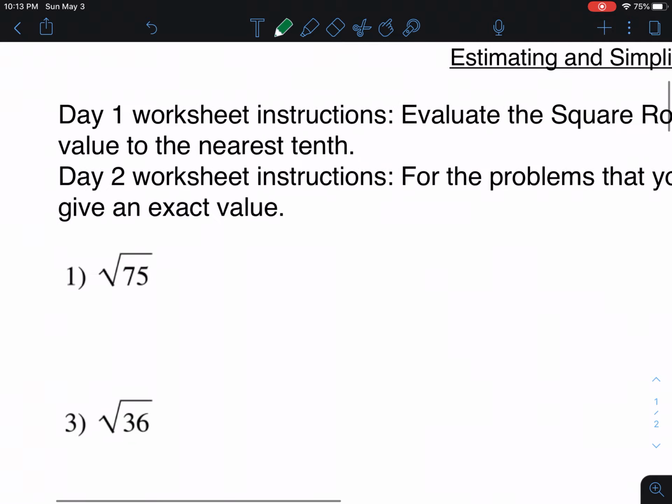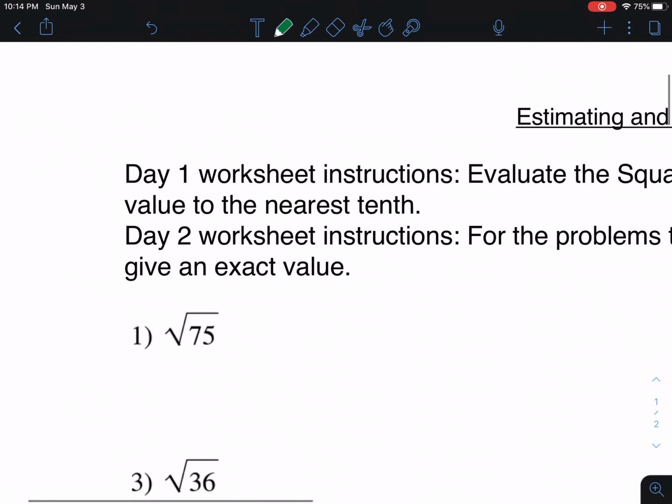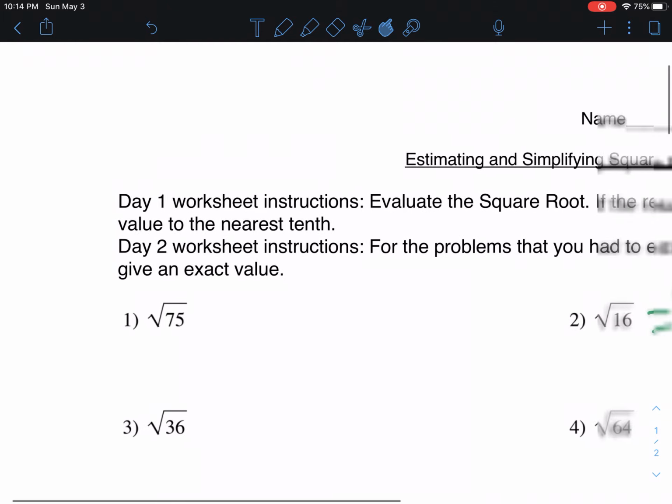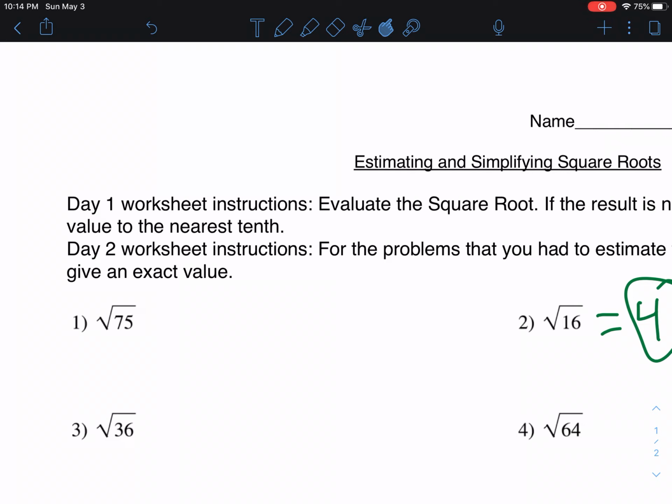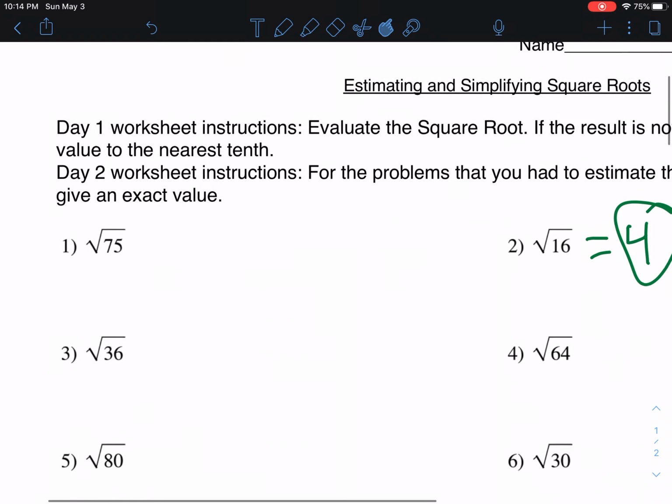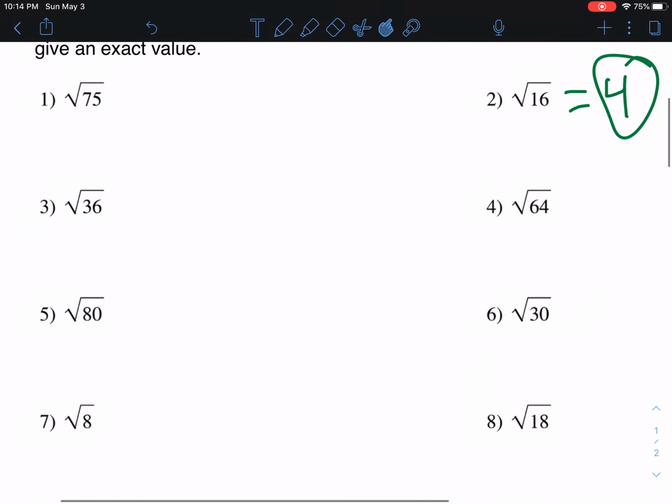Okay, but if we go back to 75 over here, the square root of 75 is not going to give us a whole number, so when we take the square root of something that's not a whole number, we want to estimate its value to the nearest tenth. So real important for both of these days is that you know your square numbers. I have the first 25 or so square numbers memorized, and that would be a great idea for you to do at some point in your life, but most people will never do that.